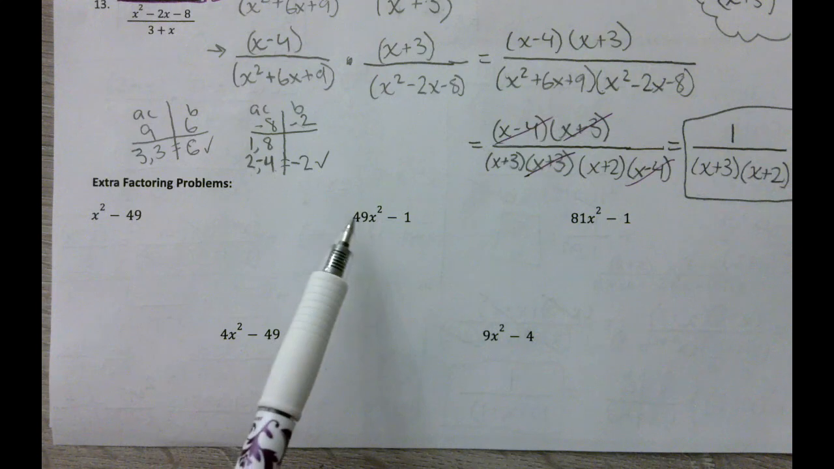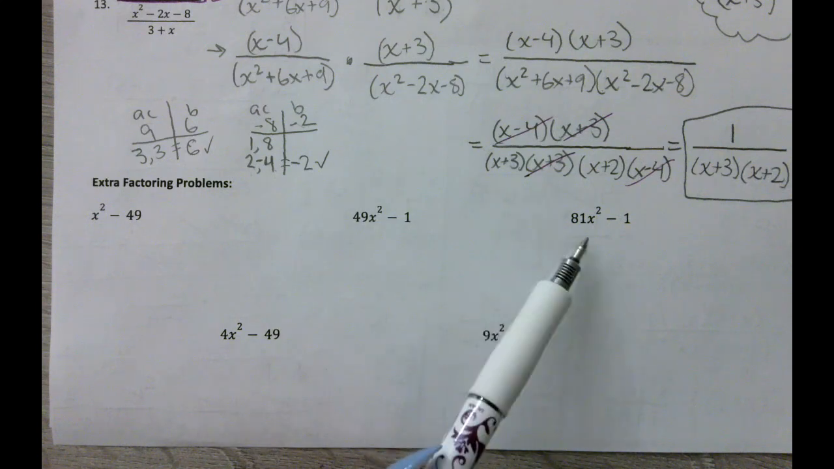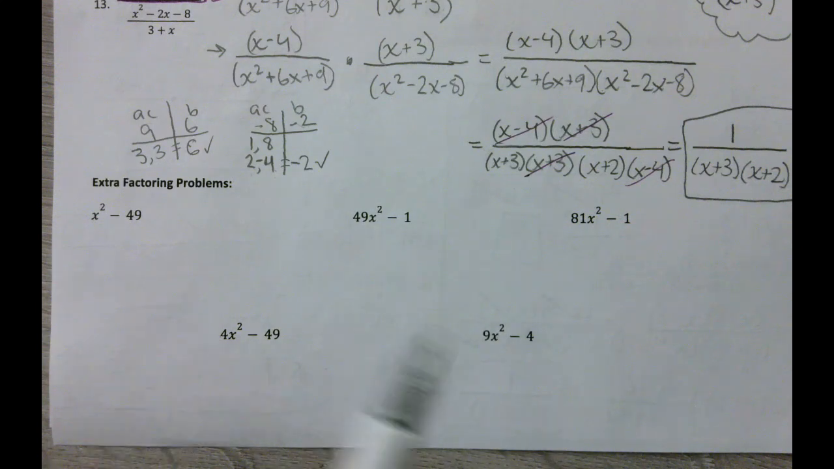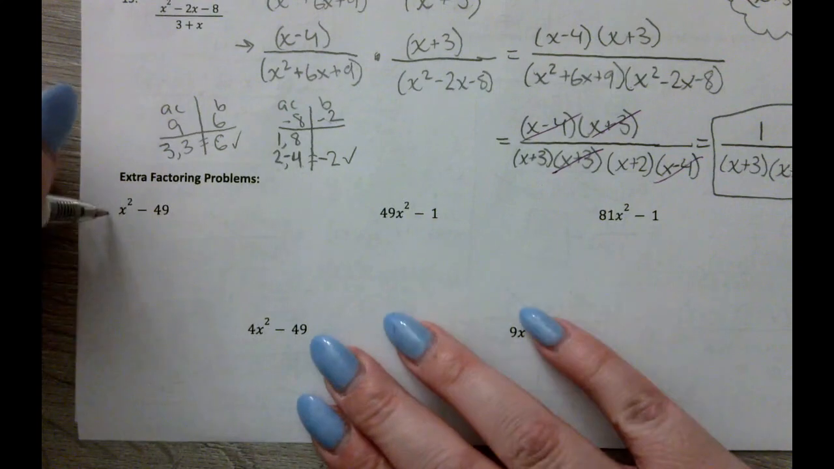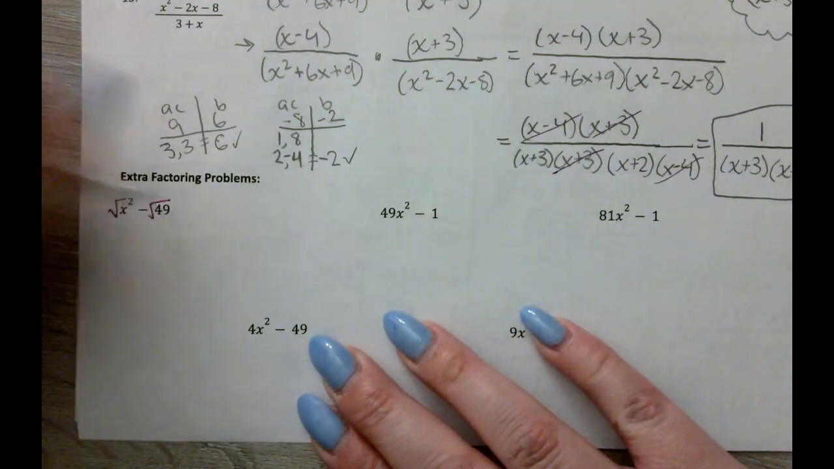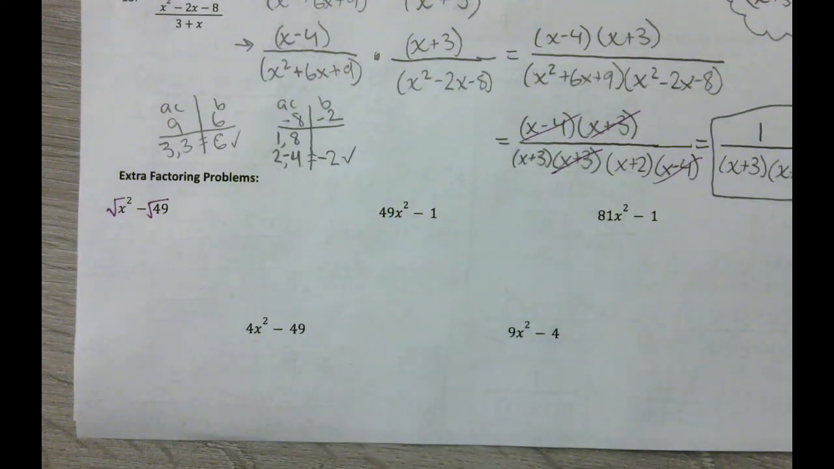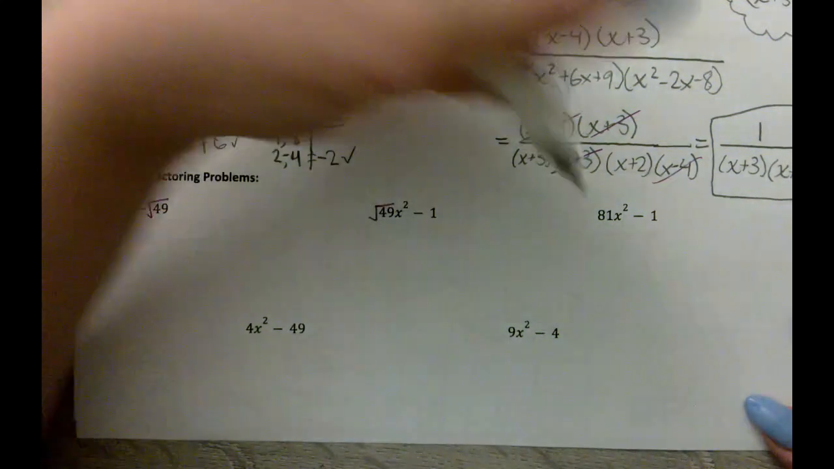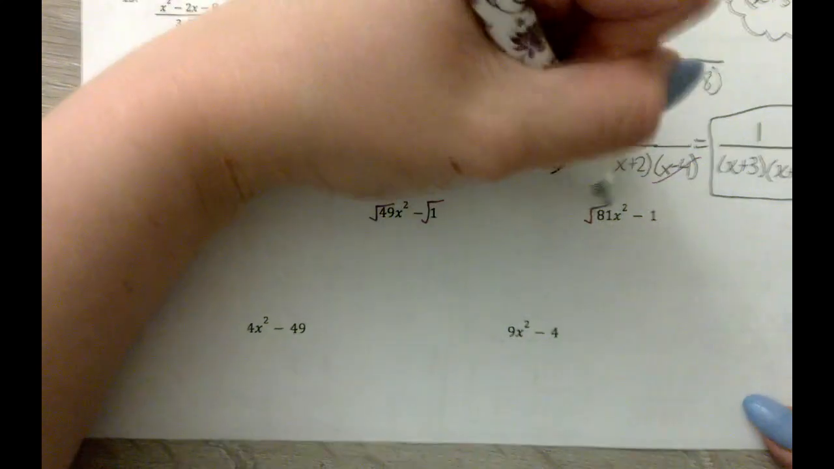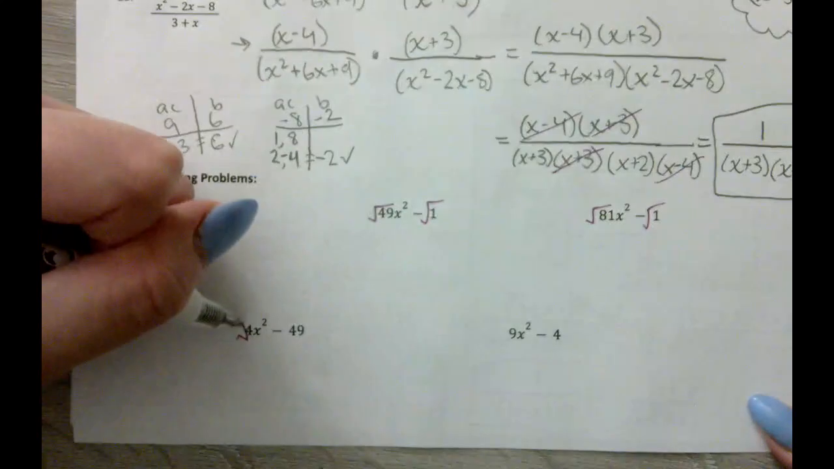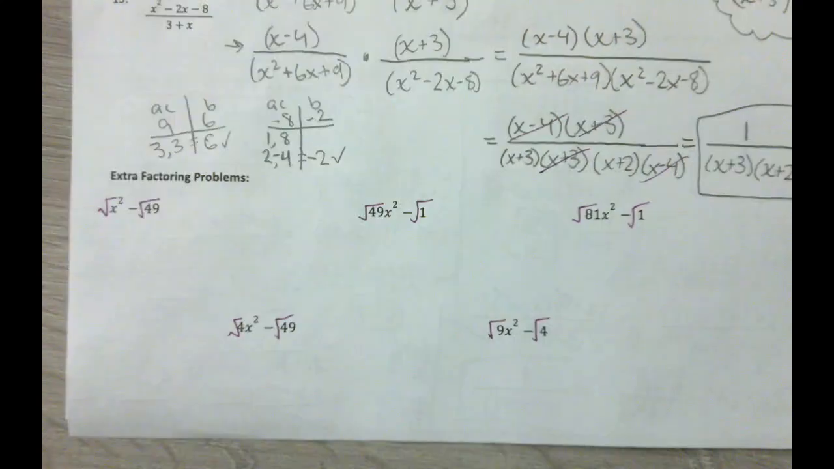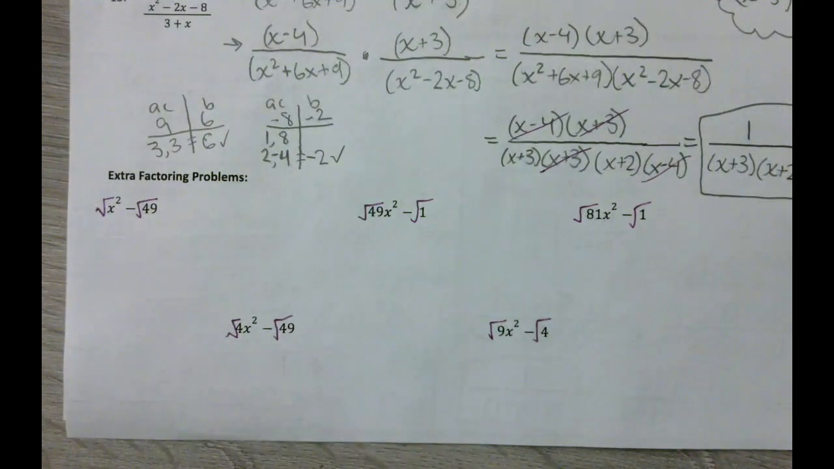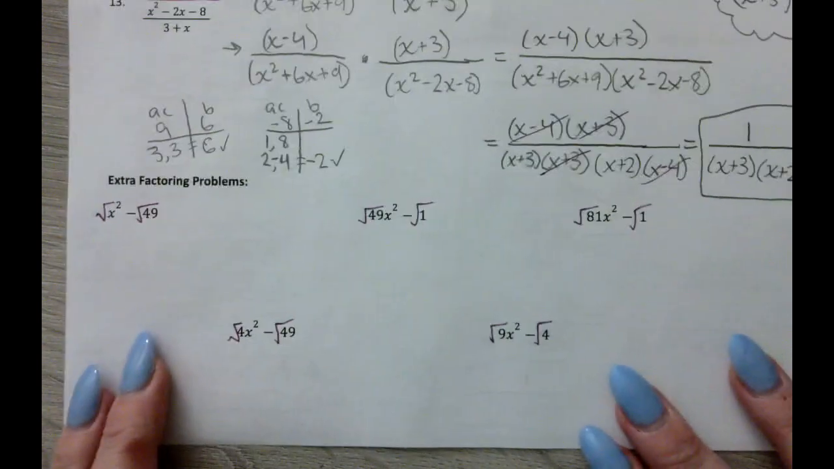Square root of 49 is 7. Square root of 81 is 9. Square root of 4 is 2. Square root of 9 is 3. Square root of 1 is 1. These are all difference of squares. So square root the front, square root the back, you do that on all of them. So I'll go ahead and fill in that now. Just make sure they are all perfect squares. If they're not perfect squares, then this trick we use will not work.